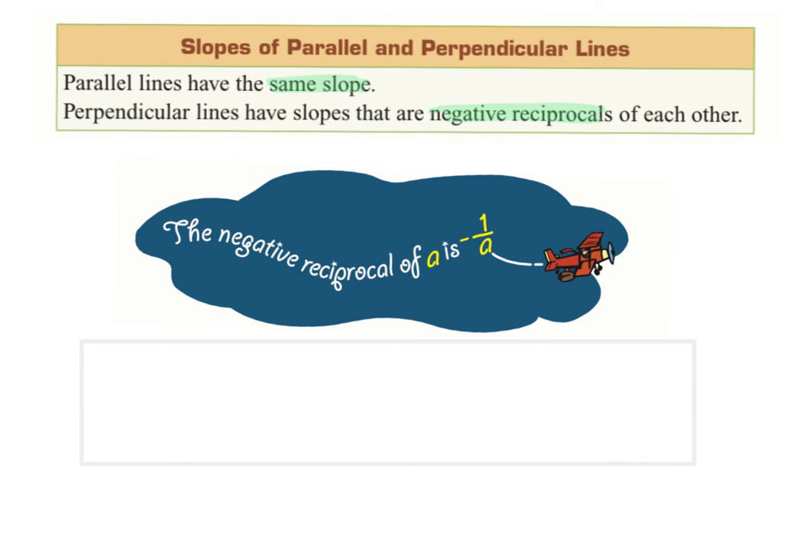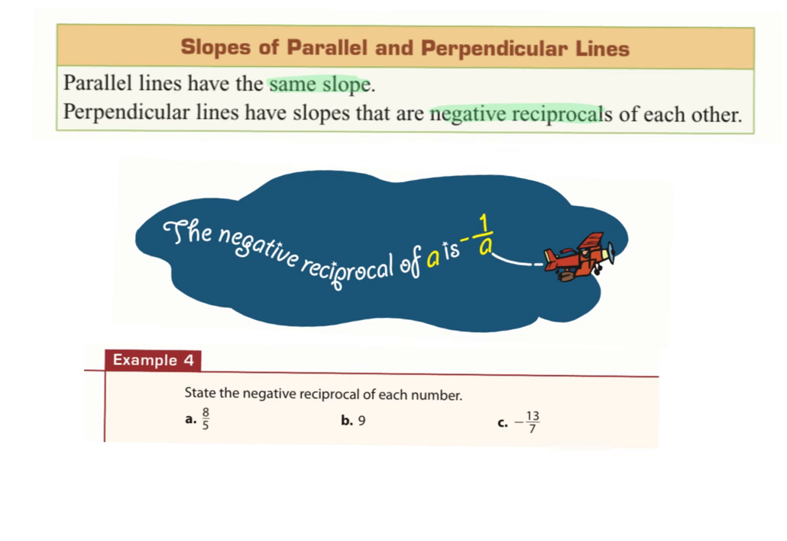So negative reciprocals of each other, flip it and negate it. And by negate, I just mean change sign, okay? All right, if it's positive, it becomes negative, negative becomes positive. So let's look at this first example.